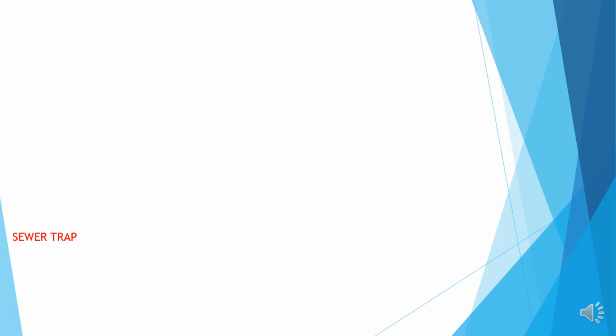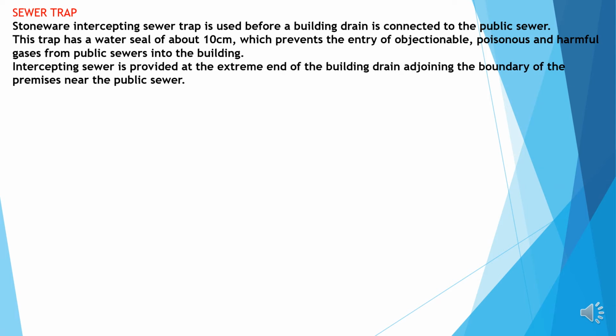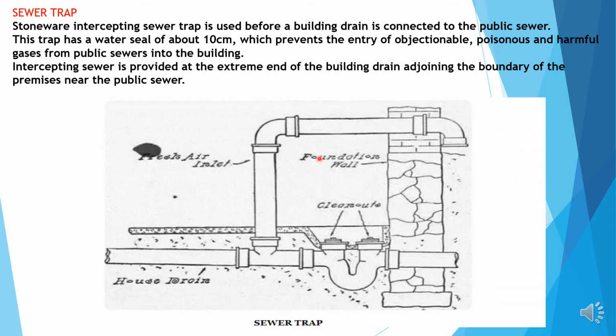The gully trap has to be sealed with a sewer trap or a precast cover. Stoneware intercepting sewer trap is used before a building drain is connected to the public sewer. This trap has a water seal above 10 centimeter, which prevents the entry of objectionable, poisonous and harmful gases from public sewers into the building. Intercepting sewer is provided at the extreme end of the building drain adjoining the boundary of the premises near the public sewer. This image will explain how it has been fixed.